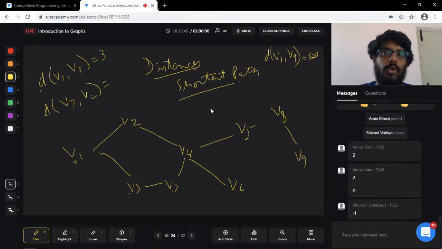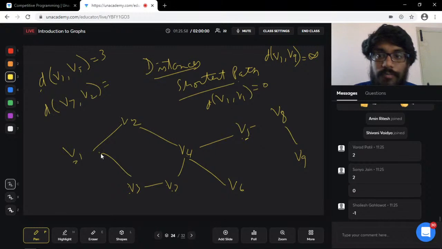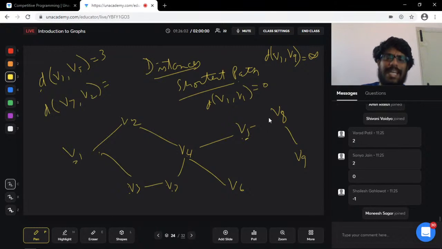It doesn't make sense. But usually you'll define it as infinity, because if it's 0, that is like going from myself to myself. Distance of V1 comma V1 is 0, because I can start from V1, end at V1 by traversing 0 edges. But I can't start from V1 and end at V9 by traversing 0 edges. It's just not possible to reach. So it's either -1 or infinity. -1 is like a flag we use. But usually you'll talk about distances only in connected graphs, so you don't need to worry about this usually.